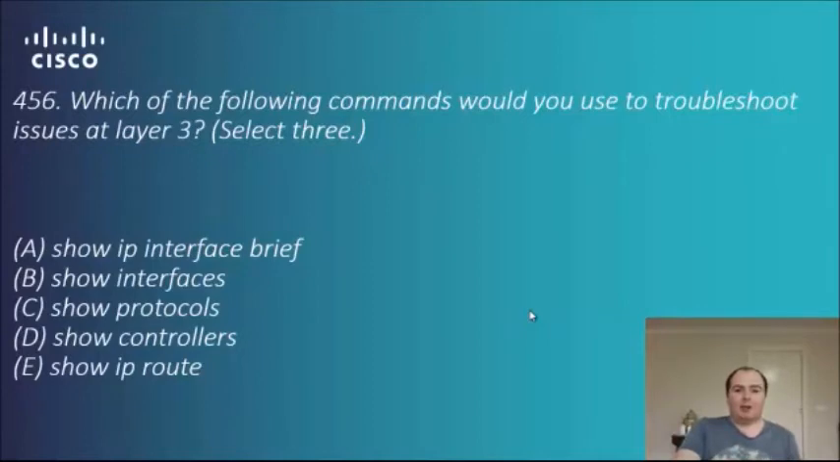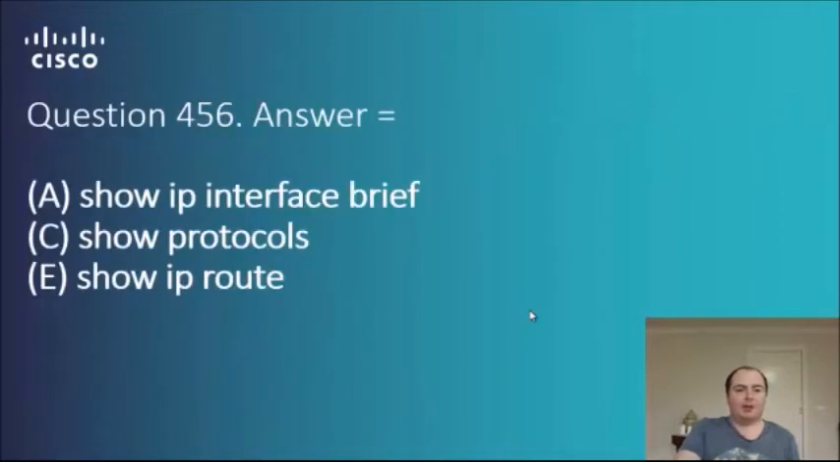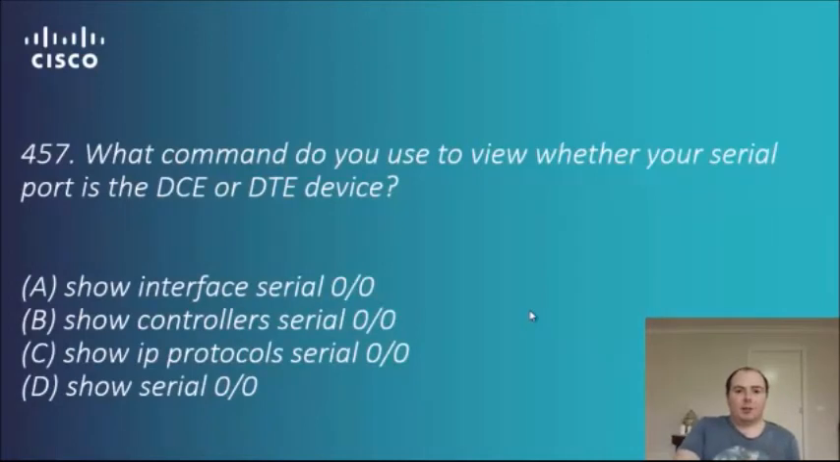456, see where the problem is. We got which of the following commands would you use to troubleshoot issues at layer 3? Select 3. So we've got show IP interface brief, show interfaces, show protocol, show controller, show IP route. So we're going to look at what's going to be layer 3, not layer 2 or layer 1. So I'll just go through them right now. It is A, C, and E. Show IP interface brief, show protocol, show IP route. They're all layer 3.